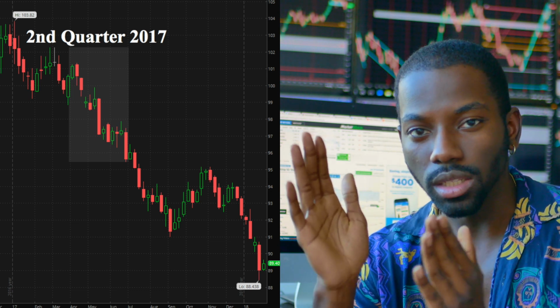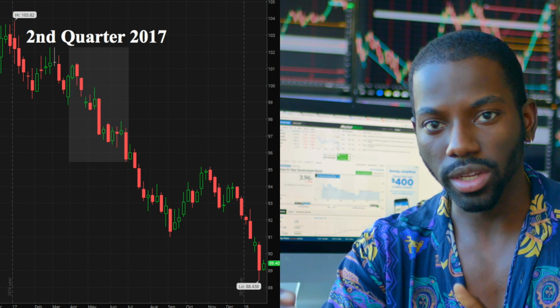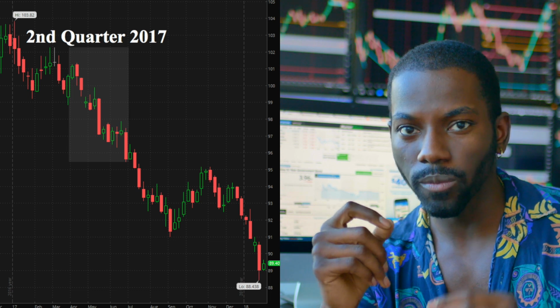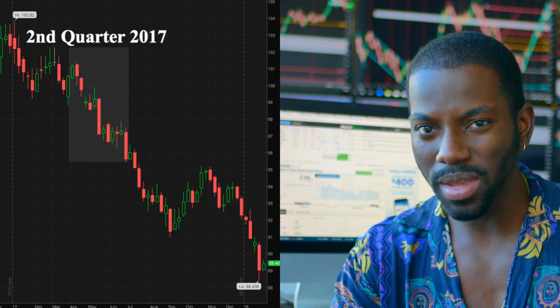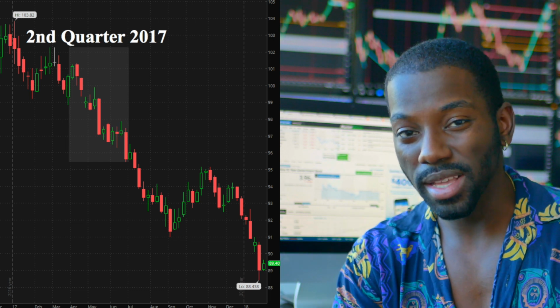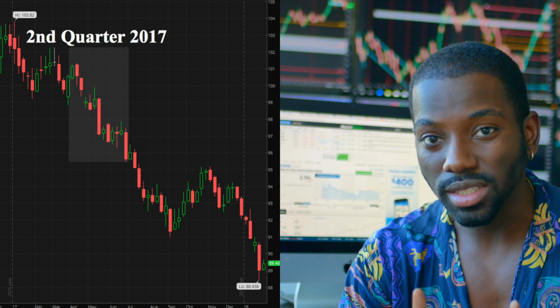Once he said that, look at the parabolic move that these markets gave. And you saw that correlate over in the dollar index. So since we saw the dollar index pull back, that doesn't mean the US dollar lost strength. All that means is the US dollar lost strength relative to the euro.